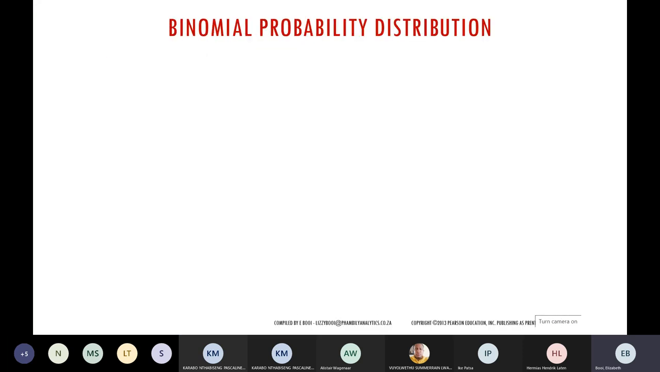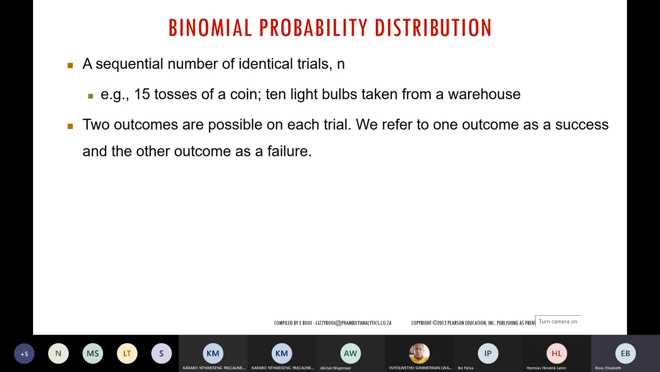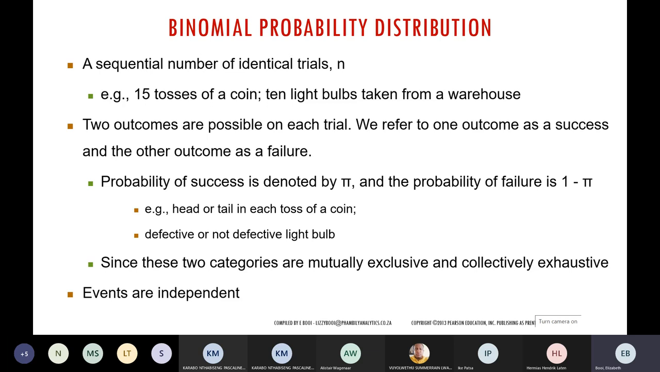Okay. Then we went on and looked at the binomial distribution, and we said with binomial distribution, the events are sequential trials that happen n times, with n as a parameter, and there are always two possible outcomes for each trial. We refer to one outcome as a success, and one outcome as a failure. From getting a success and a failure, we can calculate the probability of success and the probability of failure. The probability of success is denoted by pi, and the probability of failure will be 1 minus pi.